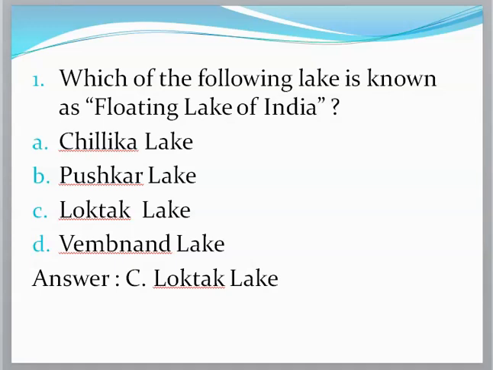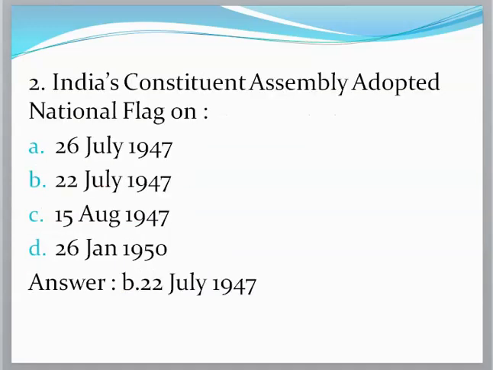First question, which of the following lakes is known as the floating lake of India? A. Chilika Lake, B. Pushkar Lake, C. Loktak Lake, D. Vembanad Lake. The correct answer is option C. Loktak Lake.